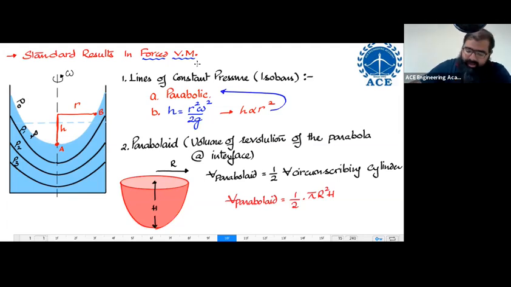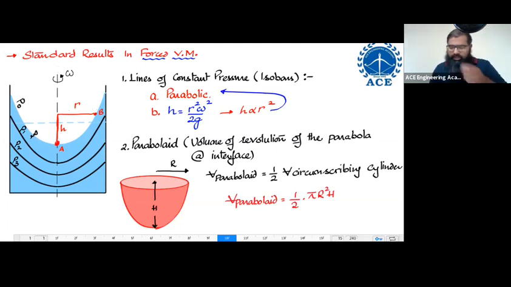See, H should always be measured from this particular point, that is the vertex of the parabola. From this point you are supposed to start measuring H, and you are supposed to start measuring R from the axis about which you are creating rotation.